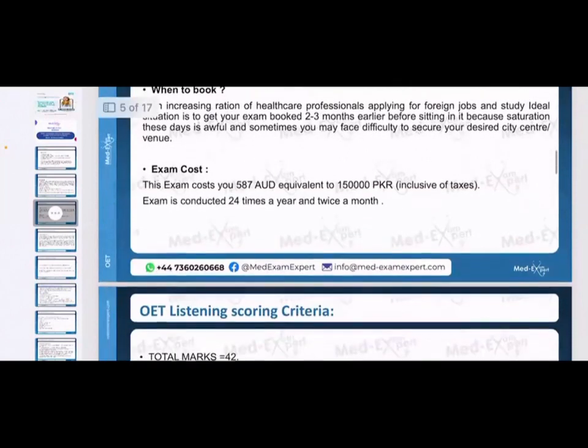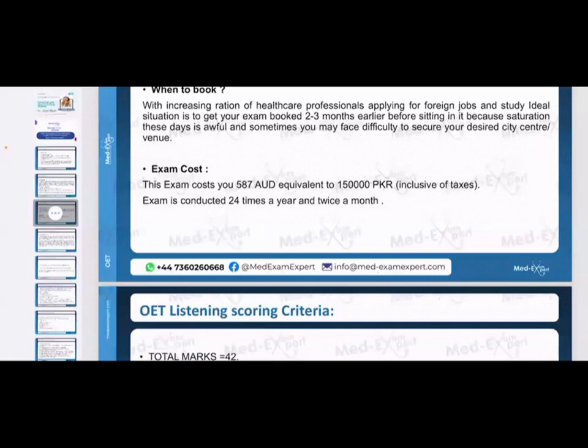Another question students ask is about the cost of the exam. Nothing has changed, because a few days ago I had a query regarding the exam cost, and students were asking, we have heard that the exam cost has increased. The exam is conducted by Australia, so it is 587 Australian dollars, which is equivalent to 1,50,000 PKR. Because we don't know the rate of the Australian dollar, we have to make the amount equivalent to it. It is not an amount in PKR.